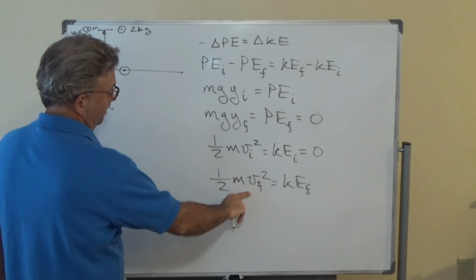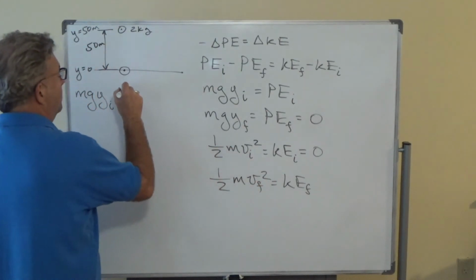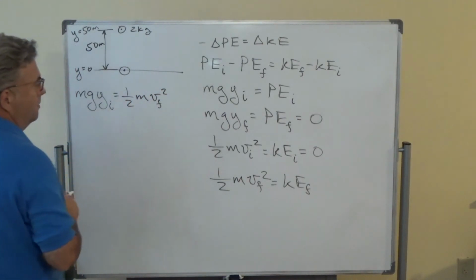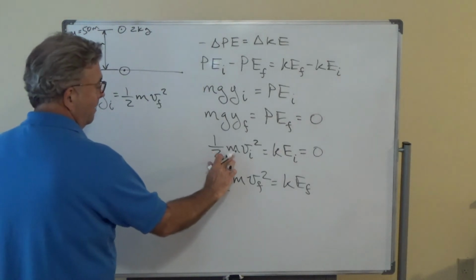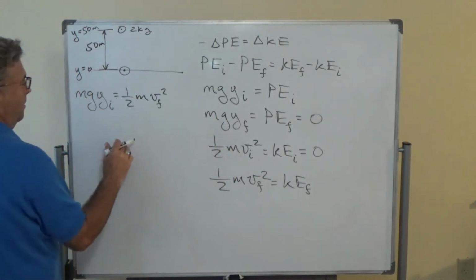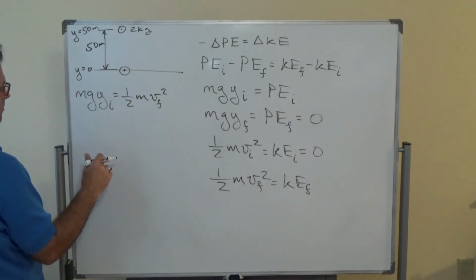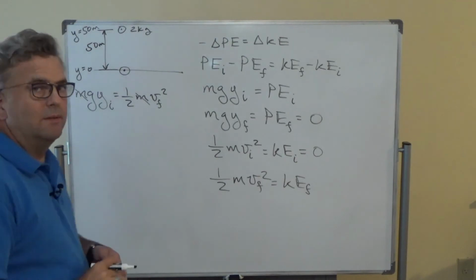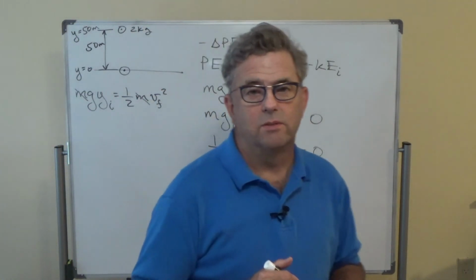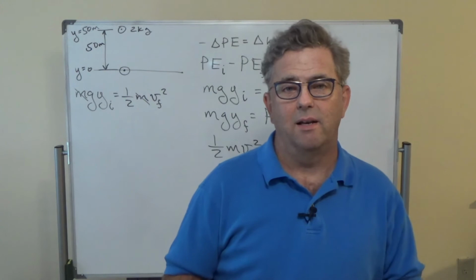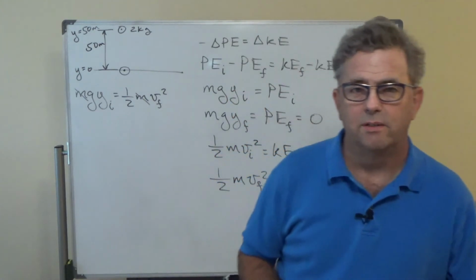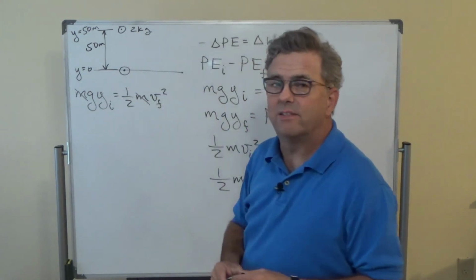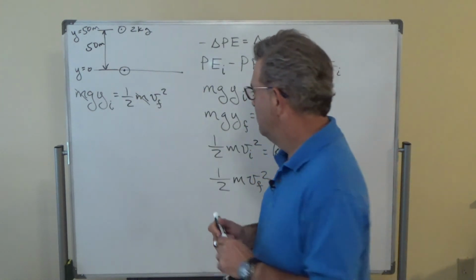KE final is 1/2 m v final squared. Okay? And KE initial is equal to 0. So I have this. Look, the mass cancels out. Surprise, surprise. Galileo knew this. This final velocity is independent of the mass. I didn't even need the mass. It doesn't matter what the mass is.